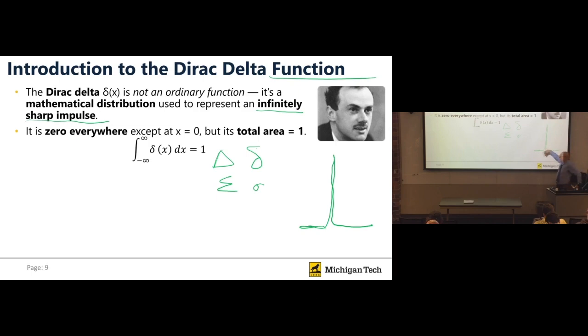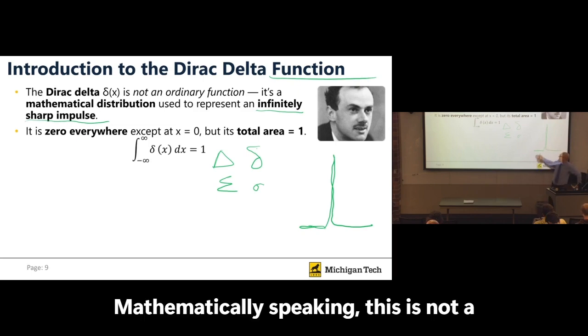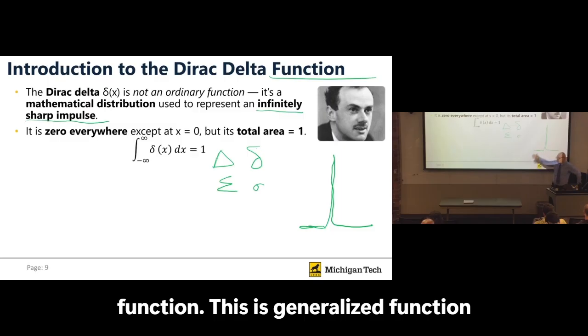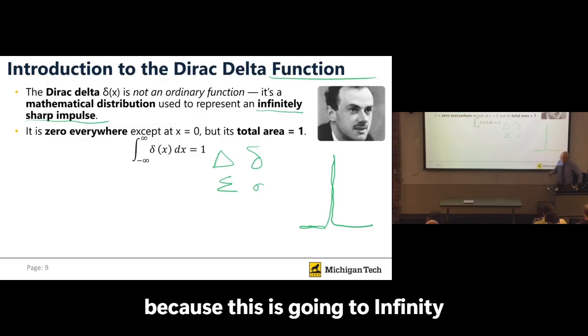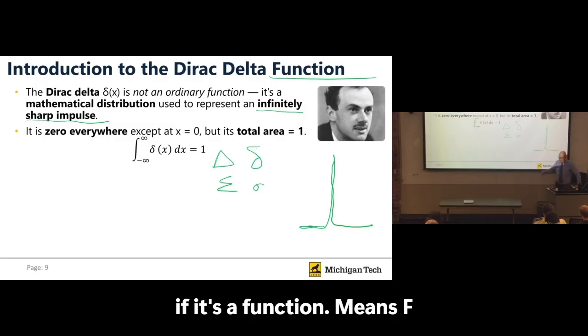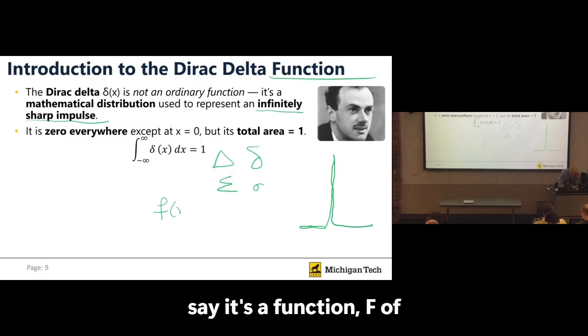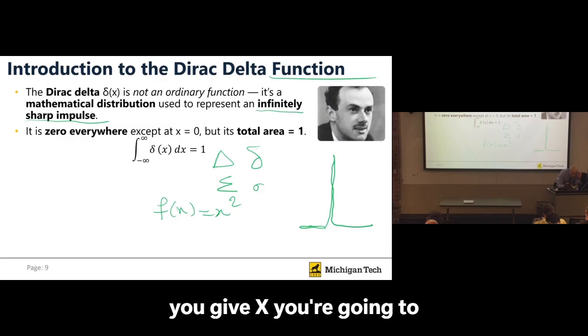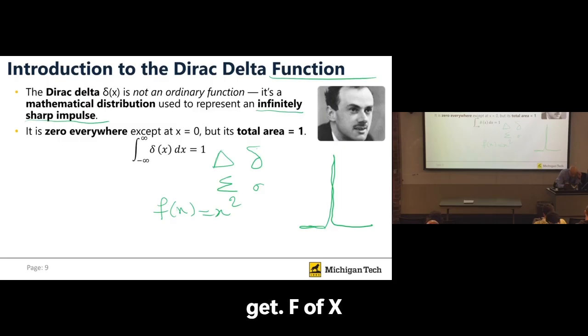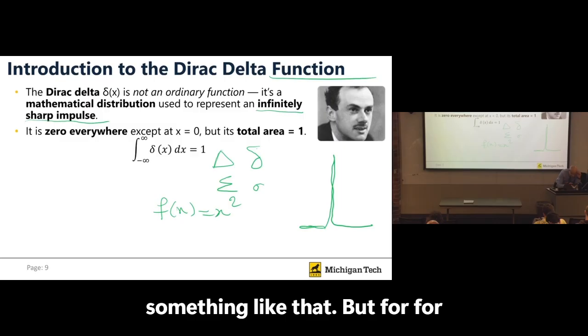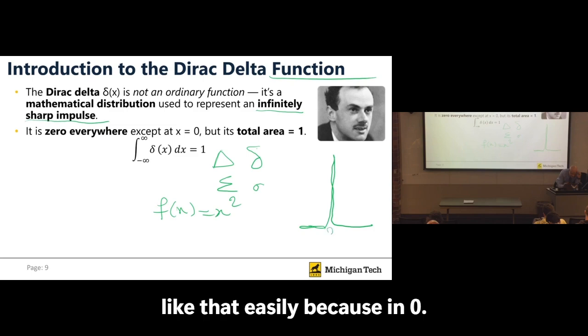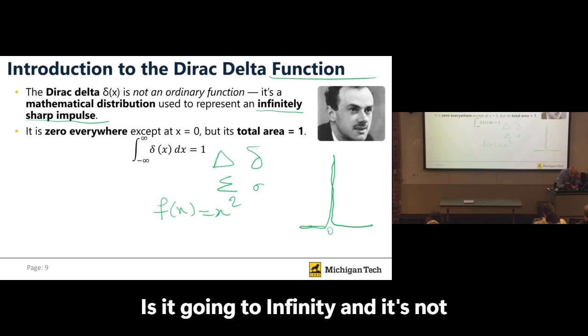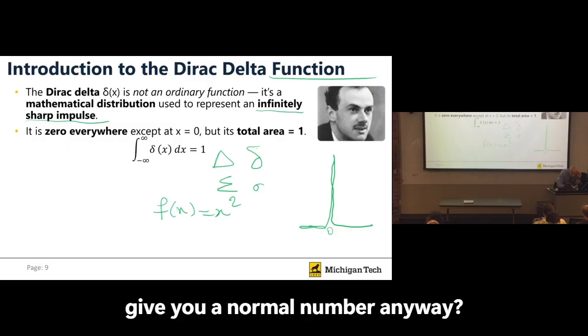Anyway, mathematically speaking, this is not a function. This is a generalized function, because this is going to infinity. When you say it's a function, for example f of x is x squared, it means if you give x, you're going to get f of x. But the delta function is not going like that easily, because at 0 it is going to infinity, and it doesn't give you a normal number.